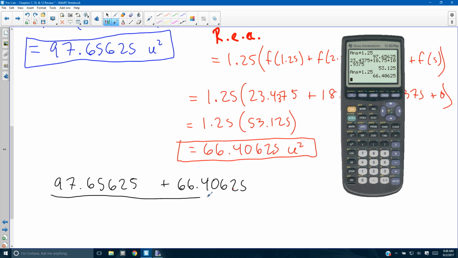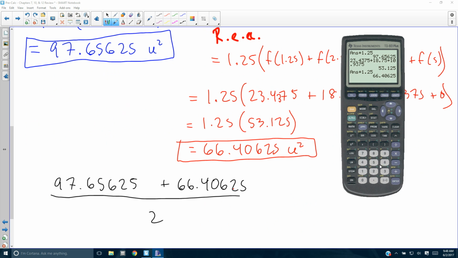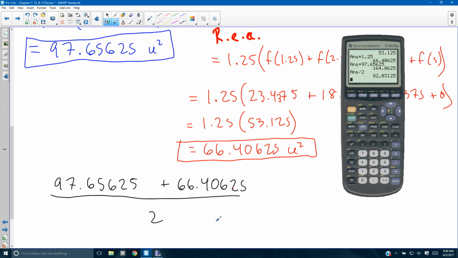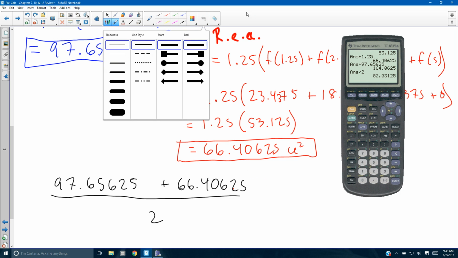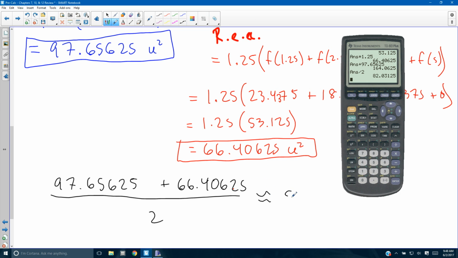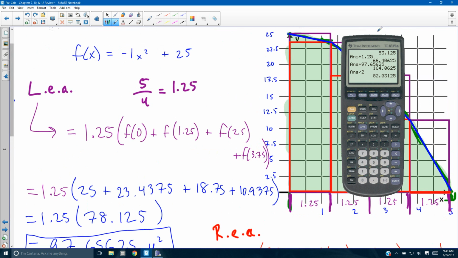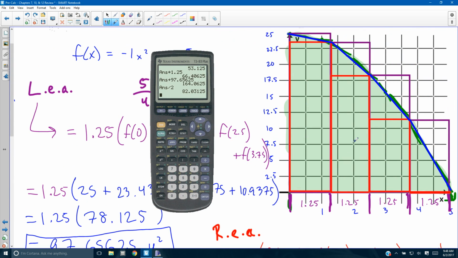So let's average these two, add them up, divide by 2. This will be the previous answer plus 97.65625. Add those up and divide by 2. My approximate area for that thing, which is just undershot here, is going to be 82.03, so around 82 square units. That's the approximate area under the curve of this shaded region right here.